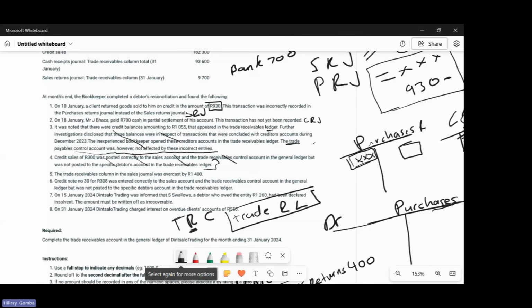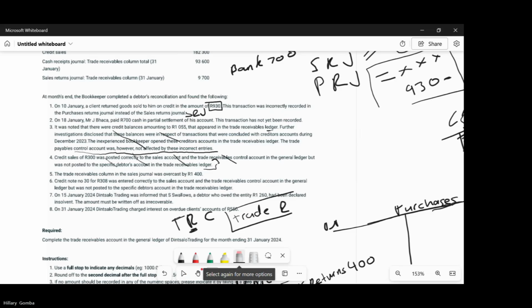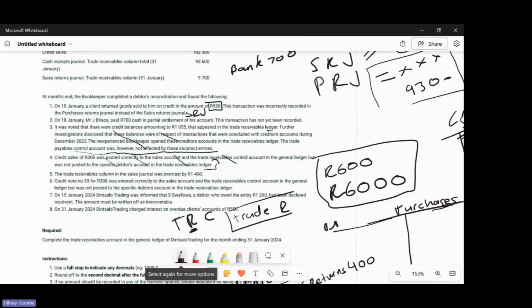Okay, so in accounting, we have what we call an overcast and an undercast. An overcast is, let's say, for example, a client paid you 600 Rand, but when you are recording it, you mistakenly record it as 6,000. This is an overcast. And an overcast is recorded in the opposite.